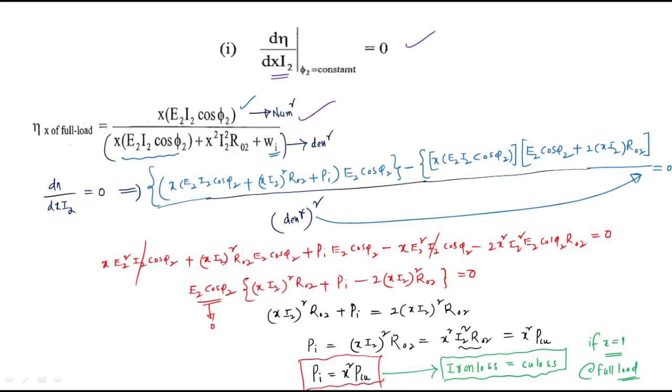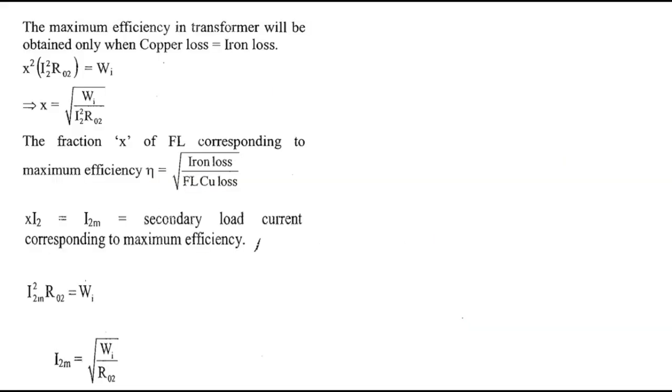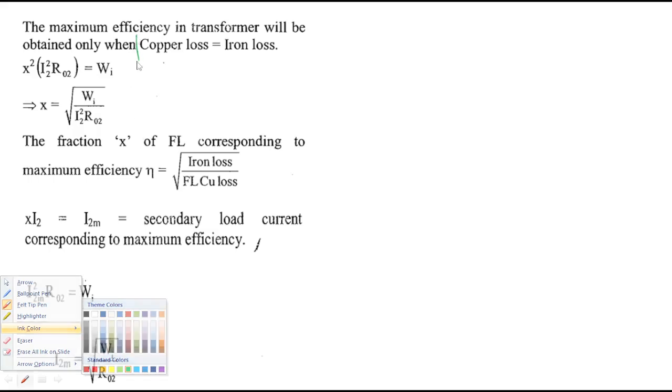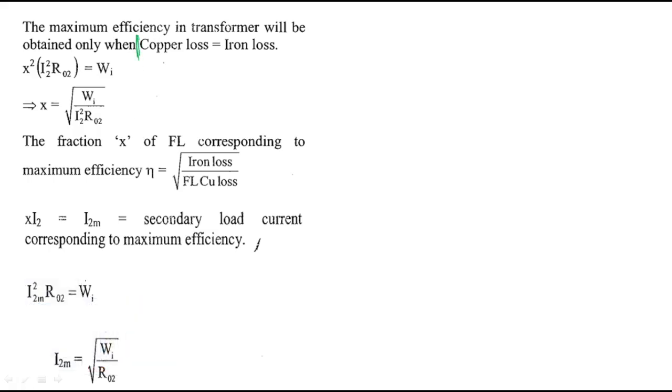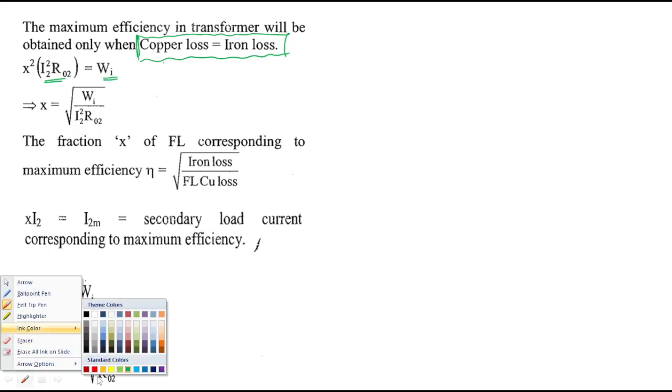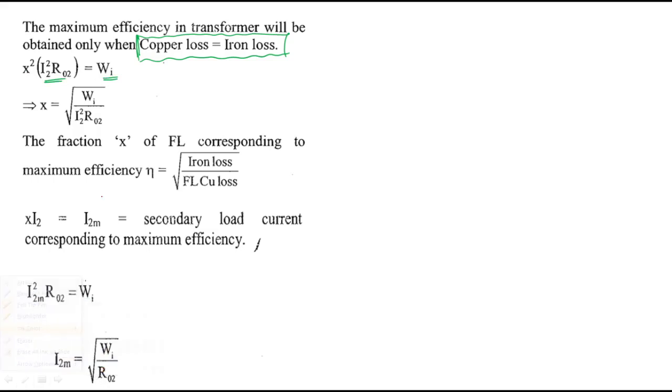At full load condition, what is the condition to get maximum efficiency? Iron loss should be equal to copper loss. So this is the condition. The maximum efficiency in a transformer will be obtained only when copper loss is equal to iron loss. So we all know that x square into this is nothing but PCU, that is WCU, this is iron loss component. So from this we have to calculate the value of x, the fraction of load which corresponds to maximum efficiency.